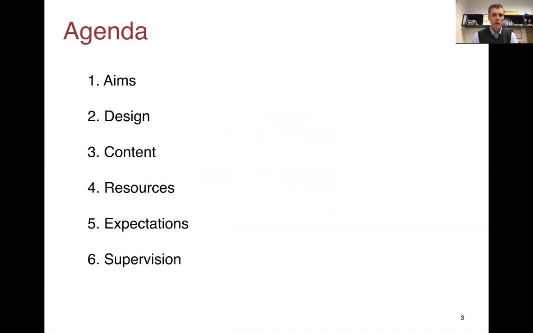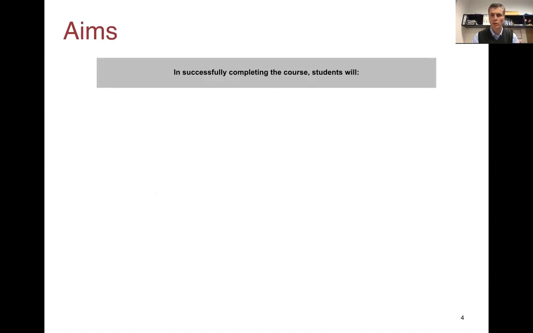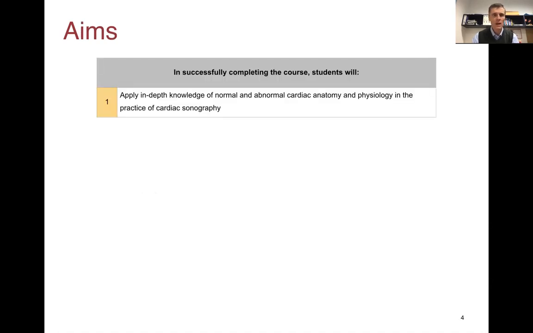We'll speak about the following 6 things: generally aims of the course, I just want to reaffirm some of the learning outcomes, the design of the course and of this semester, content, resources, what we expect, and supervision, especially indicating how I hope to correspond with your supervisors. I thought it'd be nice just to start by reminding you of what we want to achieve ultimately in terms of the course.